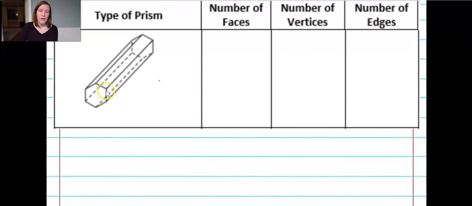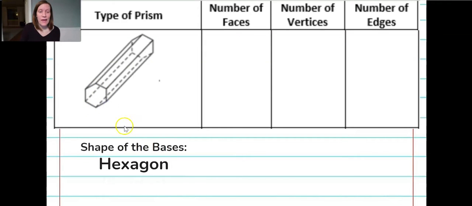Okay, we're going to do two more. When I look at this one, I see 1, 2, 3, 4, 5, 6. This is a hexagon. So this is a hexagonal prism.